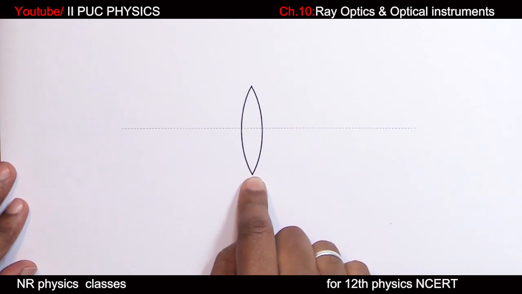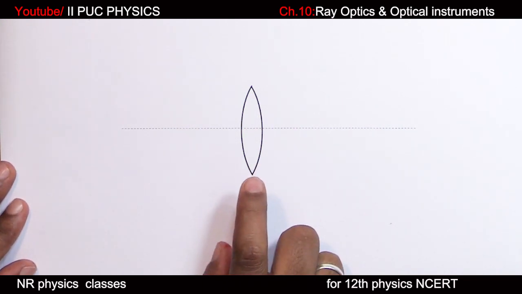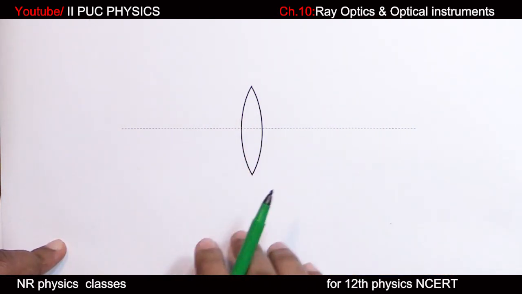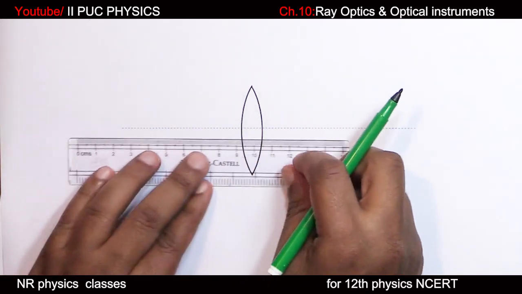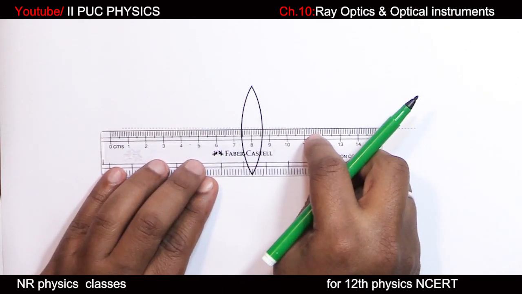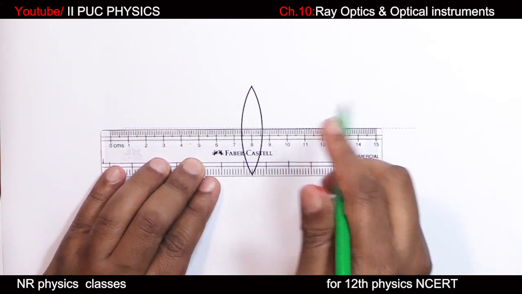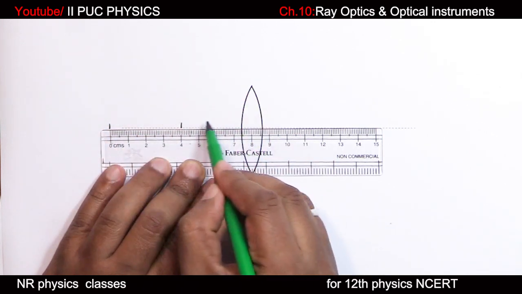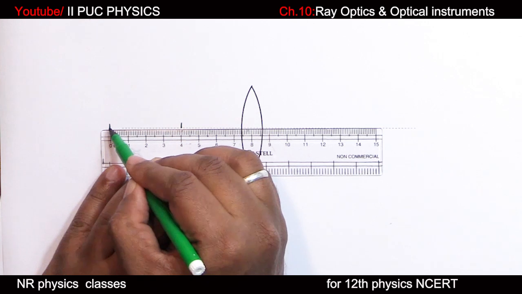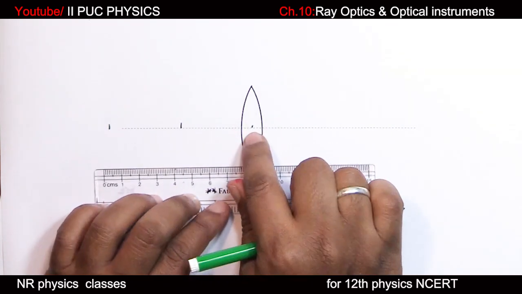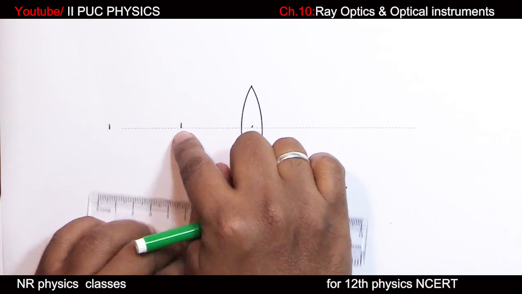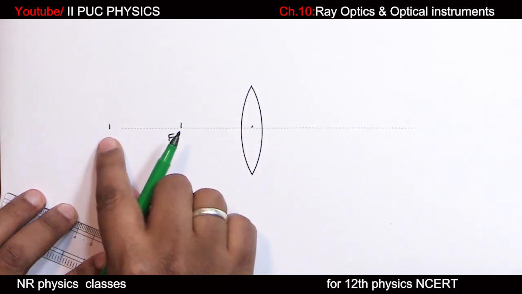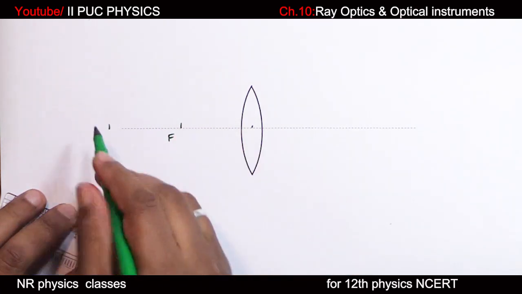Now, formation of images using convex lens. This is a convex lens, principal axis, and on the principal axis, let me mark 2 points at distances say 4 centimeter and 8 centimeter. Okay, this is the optic center. This is focus F, and this is twice this distance, so it is 2F.